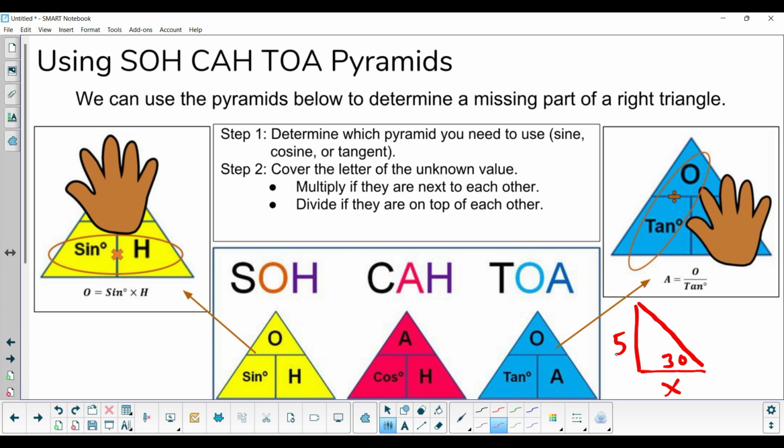We had a 5. So we're going to use the formula that says we divide the opposite divided by the tangent. So the opposite will be 5. We divide 5 divided by the tangent of 30. When you're using your calculator for tangent of 30, you have to put 30 first and then tangent, and then you have to click equal. If you don't click equal, you're going to get a weird answer. So 5 divided by tangent of 30, and you should get 8.66.